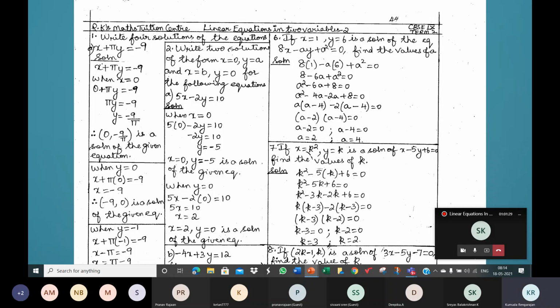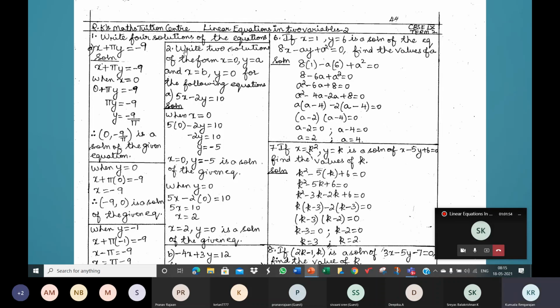Do we understand the meaning of the first question, children? Write 4 solutions of the equations. So we are trying to find the address of 4 points that lie on the graph of this equation without making the graph.